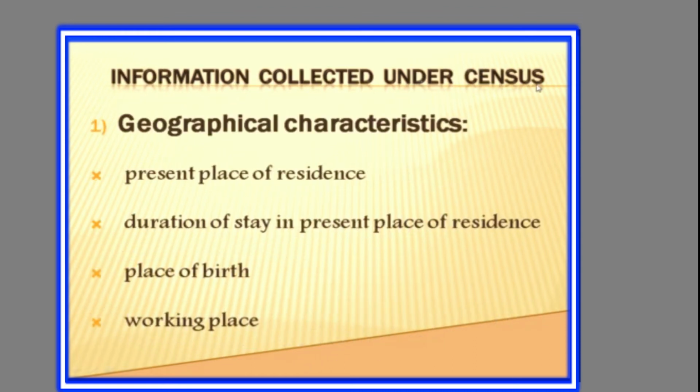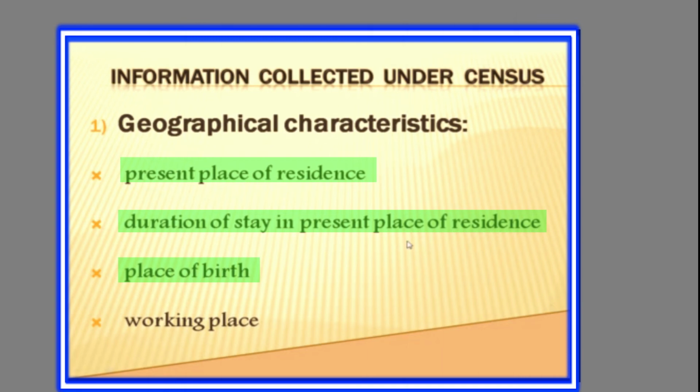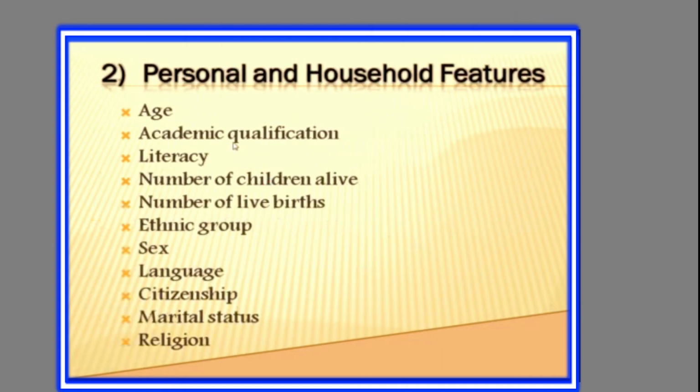Let's know the information collected in the census. Geographical characteristics. Present place of residence means where am I living during the taking of the census. Duration of stay in present place of residence: how long have I been living in this present place? Place of birth: where was I born? Working place: where do I work?